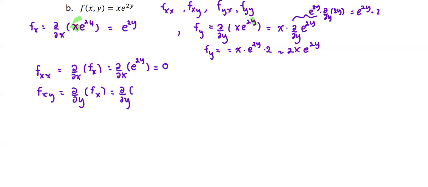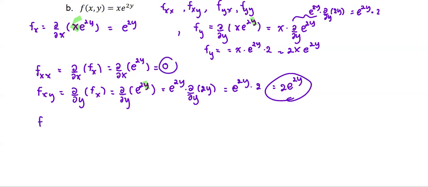Partial with respect to y of e to the 2y. We see y in the term. So that means we're going to use the chain rule to find the derivative with respect to y. So equals e to the power multiplied by the partial derivative with respect to y of 2y. And that becomes e to the 2y times 2, or 2e to the 2y.